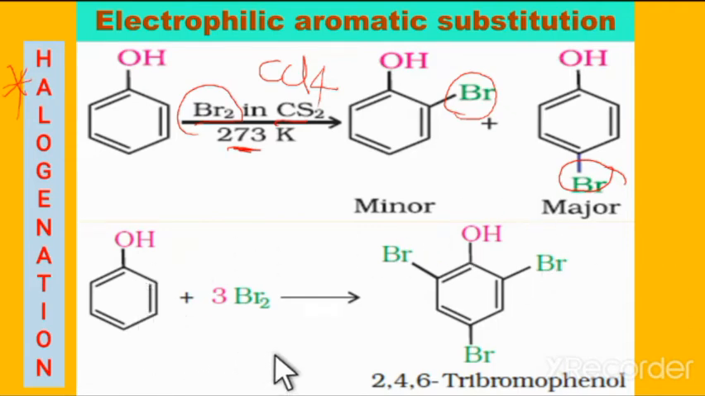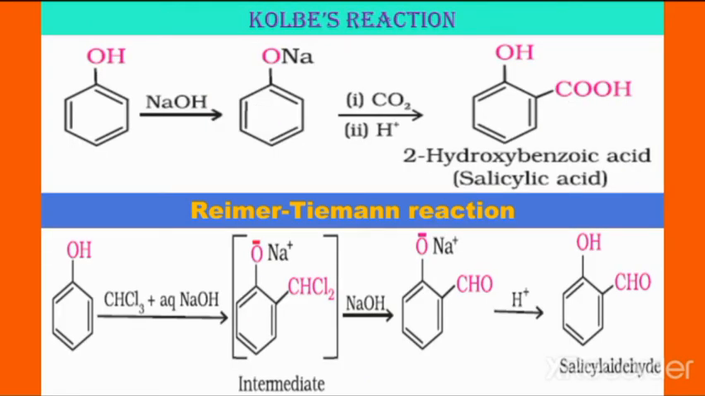And when the phenol is treated with excess bromine water, it gives 2,4,6-tribromophenol. Next important name reaction is Kolbe's reaction. The phenol is treated with sodium hydroxide, which gives sodium phenoxide. The sodium phenoxide is then treated with carbon dioxide gas in the presence of H+ mineral acidic medium, and it gives 2-hydroxybenzoic acid, also known as salicylic acid.